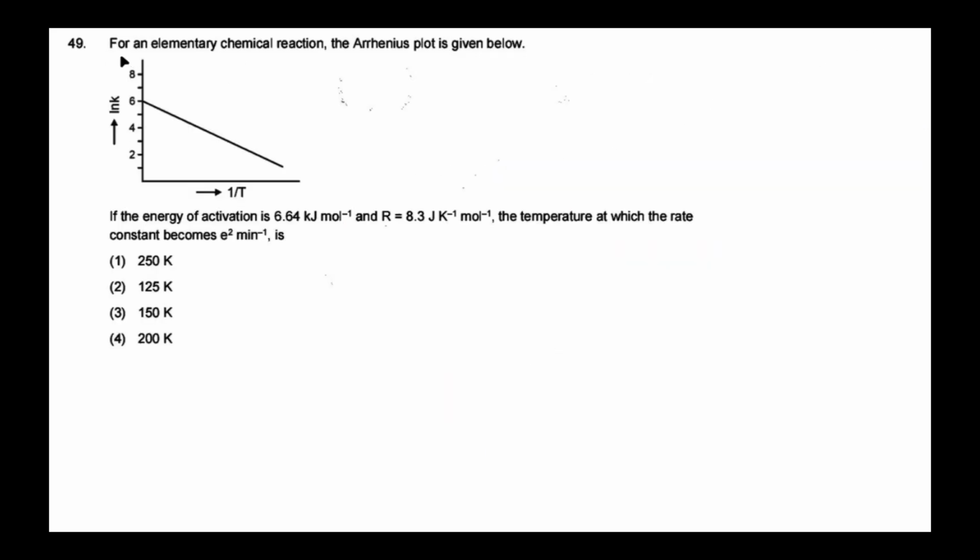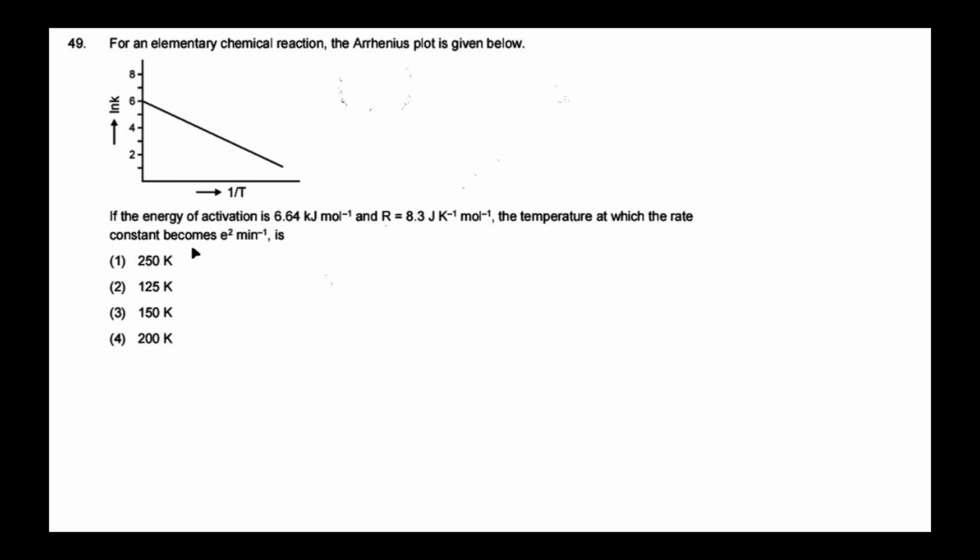The next question is, for an elementary chemical reaction, the Arrhenius plot is given below. They gave the relation between ln K versus 1/T. The graph shows a negative slope. If the energy of activation is 6.64 kilojoules per mole and the R value is 8.3 joules per Kelvin per mole, the temperature at which the rate constant becomes e square minute inverse is.